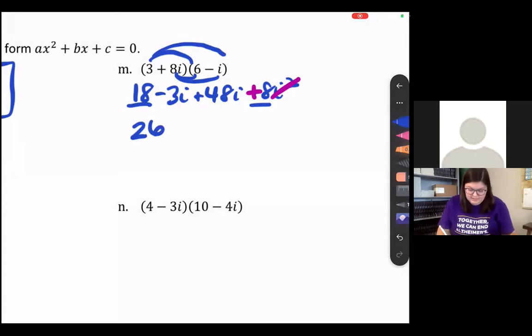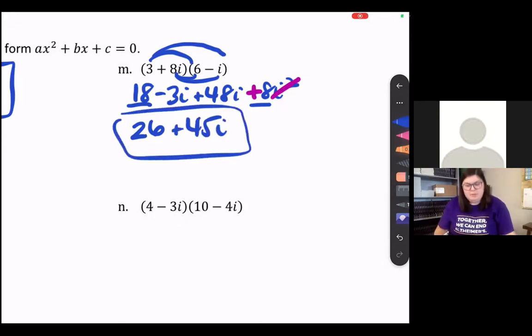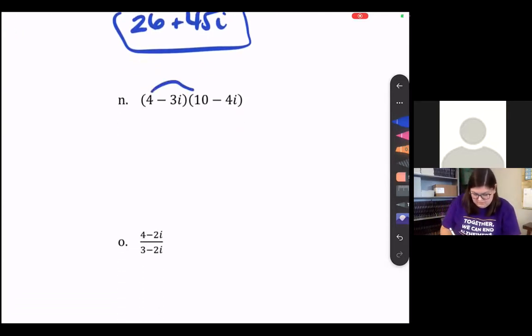And then I have my 48i plus my -3i gives me 45i, and there's my final answer for this question. And remember, it's always real part, then imaginary part. And you're gonna do the same thing, distribute.